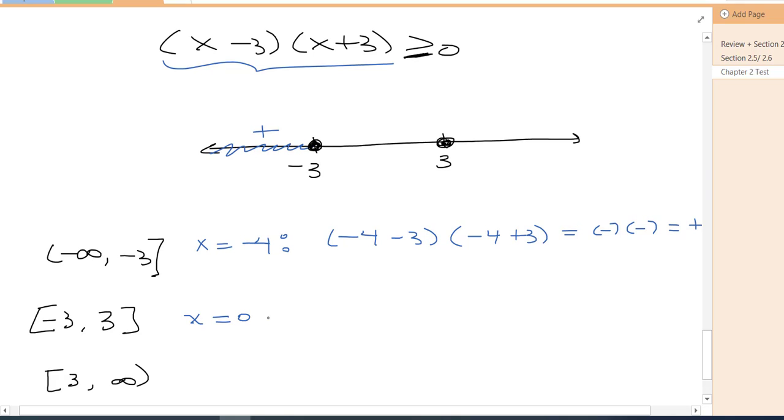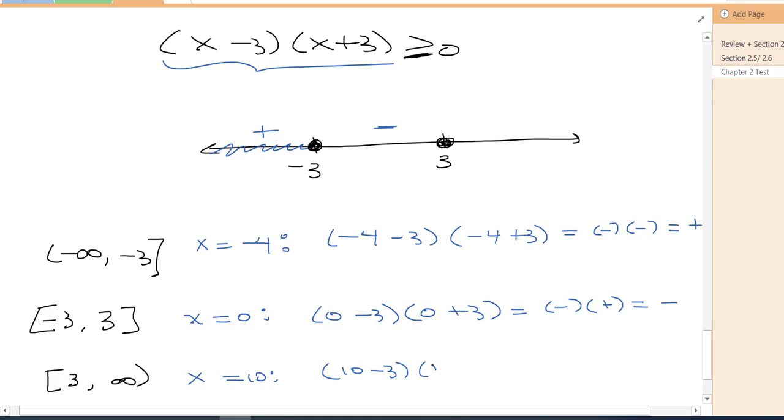Something between negative 3 and 3. Be nice to yourself. Let x be 0. When you plug in 0, you're going to have 0 minus 3, which is negative, and 0 plus 3, which is positive. So you have a negative times a positive, which is negative. So we don't want that. We want the product to be positive. And something larger than 3, let x be 10. I don't know, something random that's bigger than 3. So I'm going to have 10 minus 3 and 10 plus 3. Positive and positive gives us positive. So we do want that.